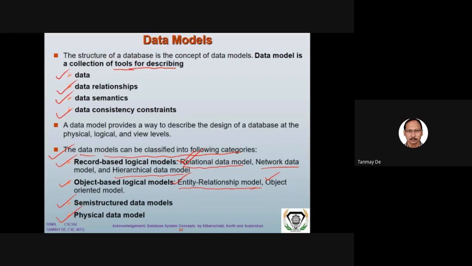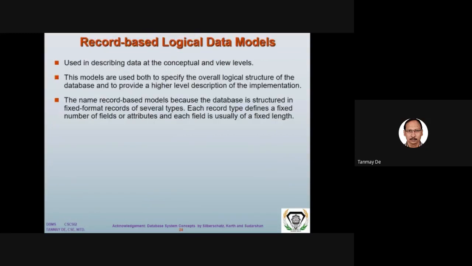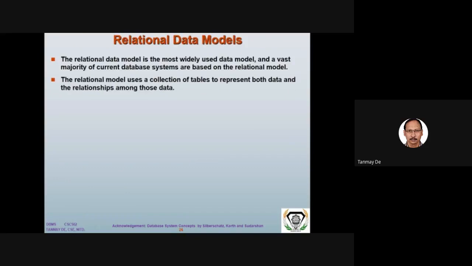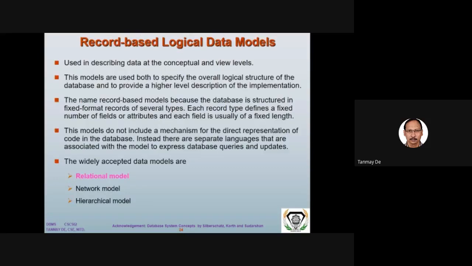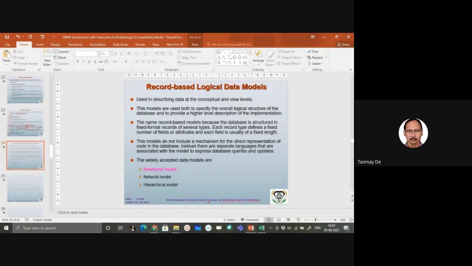Okay, it is better to discuss the record-based logical model and these things later, because they take some time. So it will be better to continue in our next class. So if there is any question or confusion or any query, please tell me. Is there any question? Sir, no questions, sir.